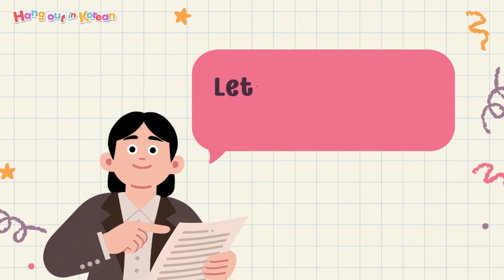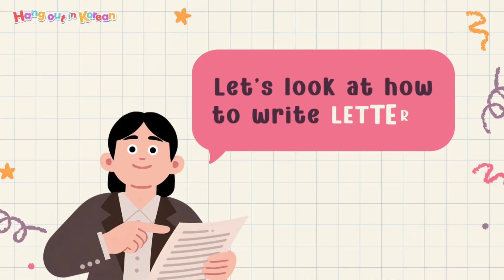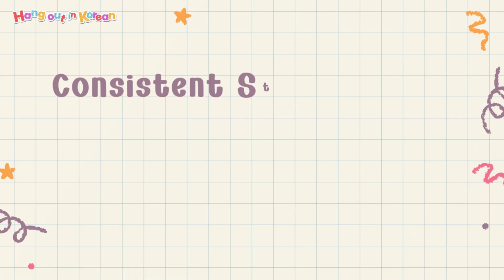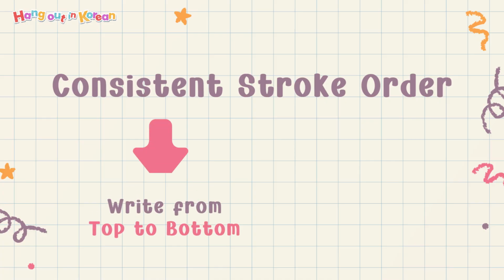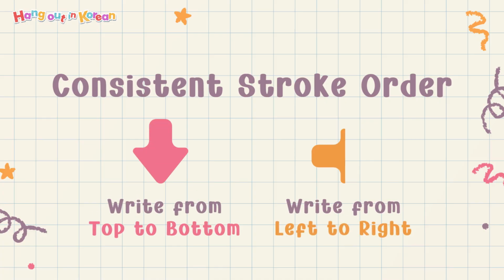Before we start combining letters, let's look at how to write them. Korean follows a consistent stroke order. A simple way to remember it is write from top to bottom, write from left to right. This helps your writing look cleaner and more natural.